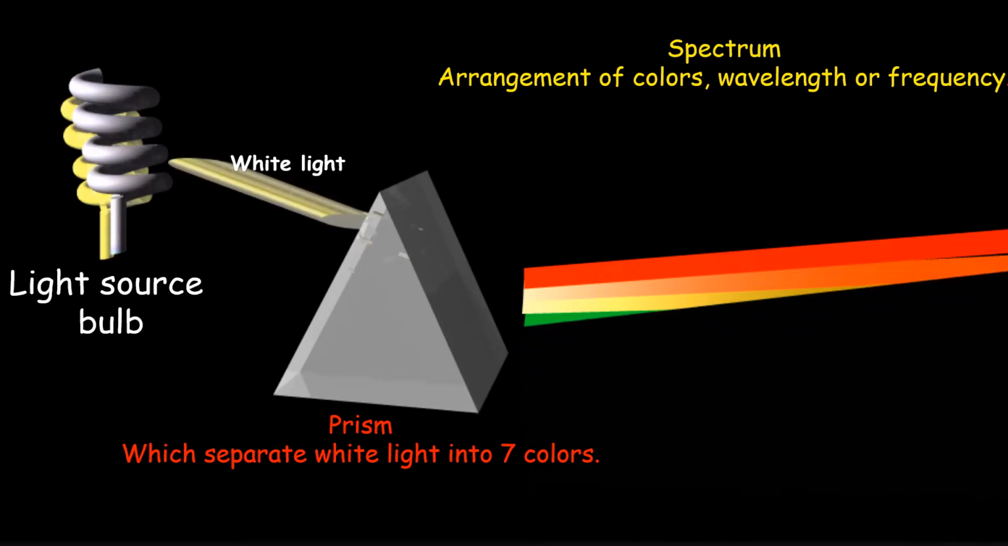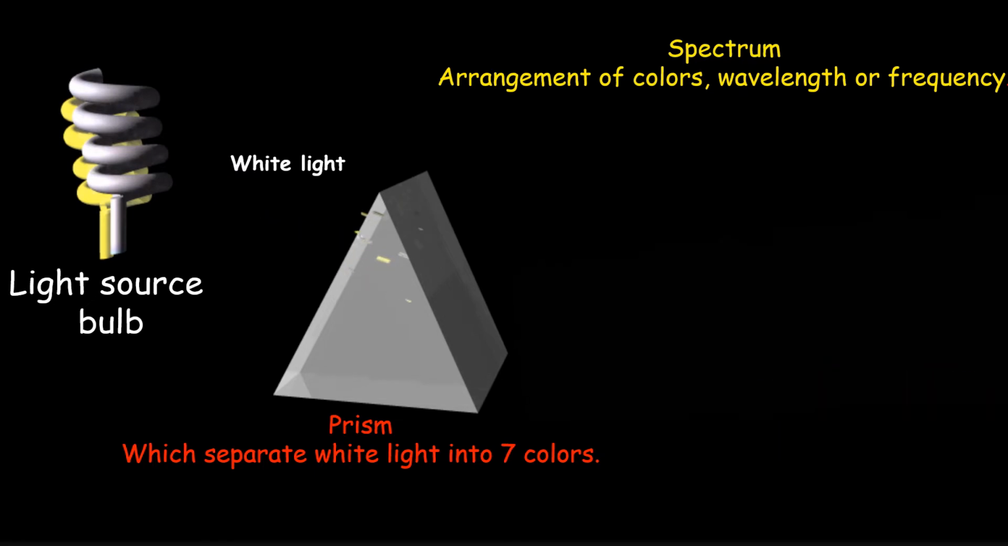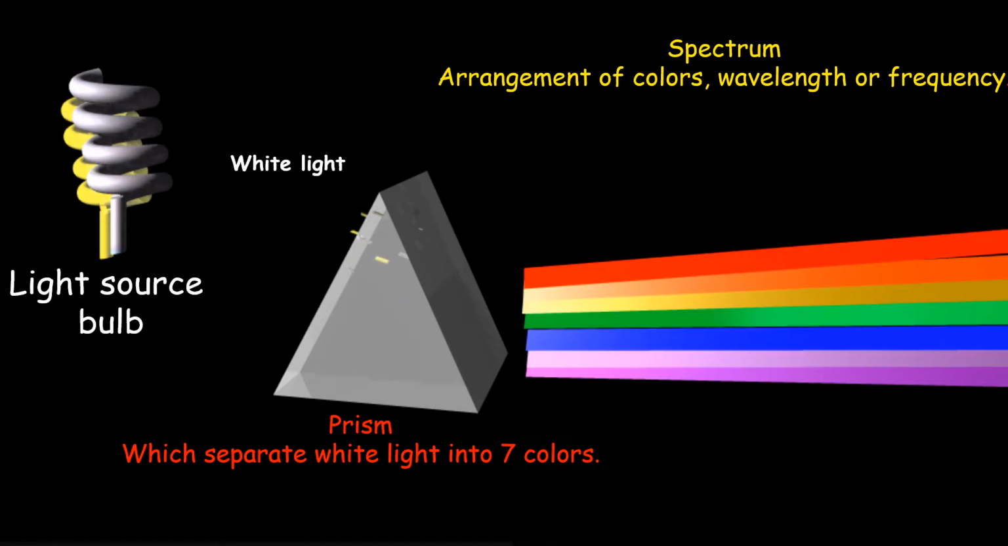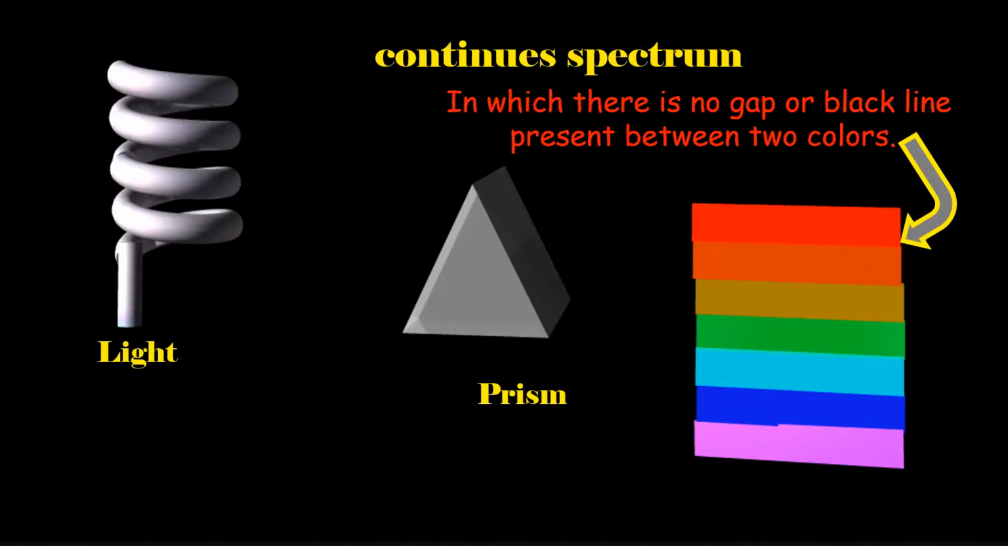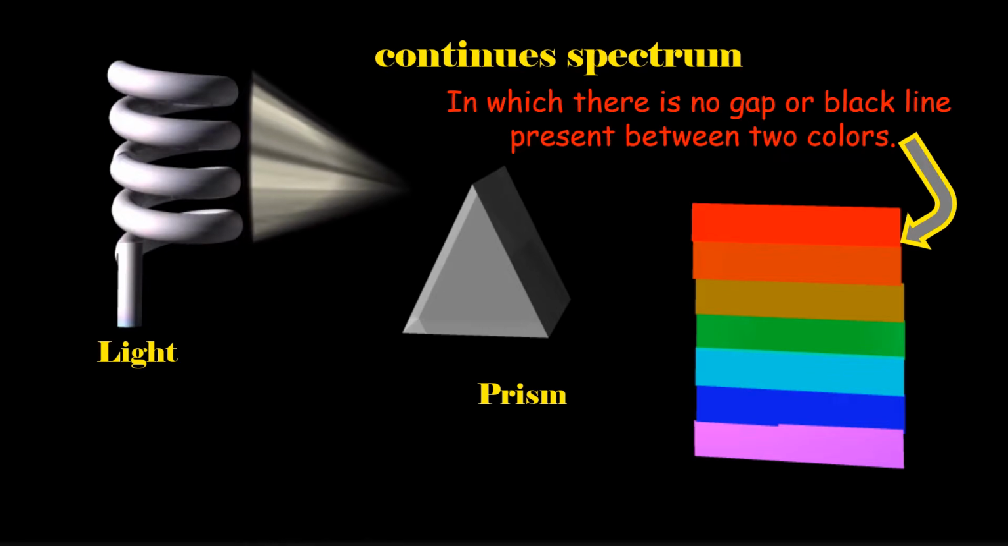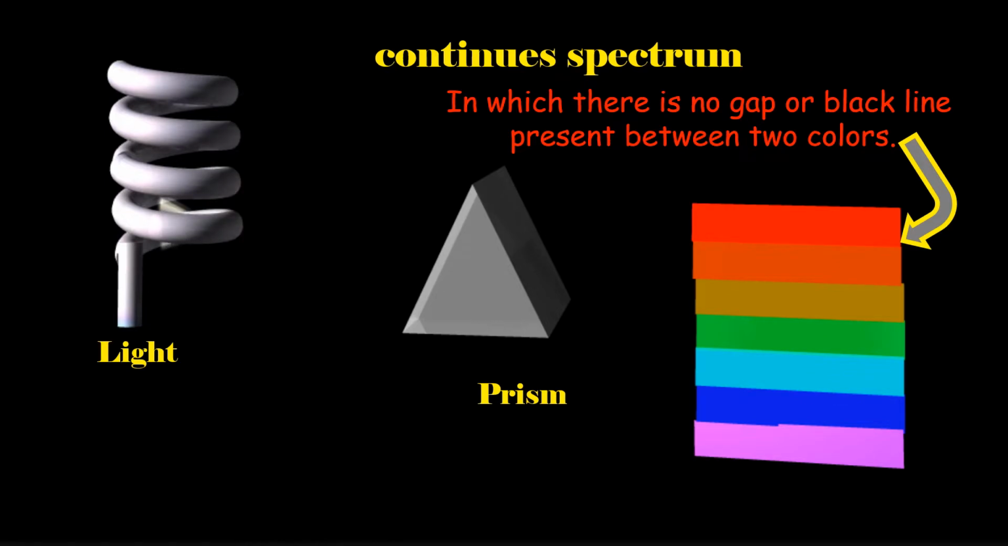A prism separates white light into 7 colors. This is a continuous spectrum. Now what is a continuous spectrum? One in which there is no gap or black line between two colors.